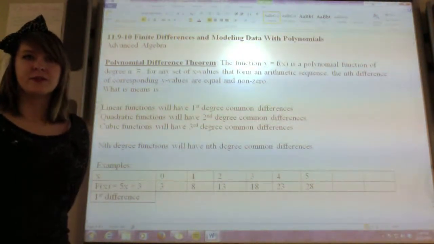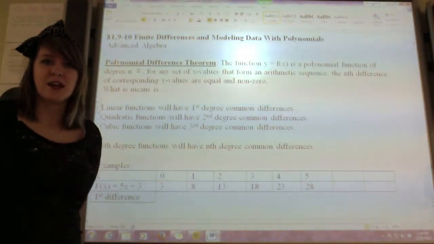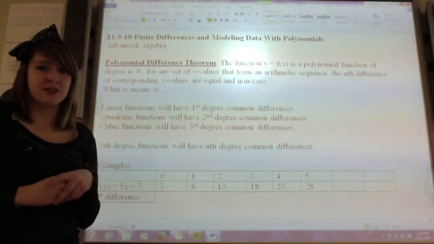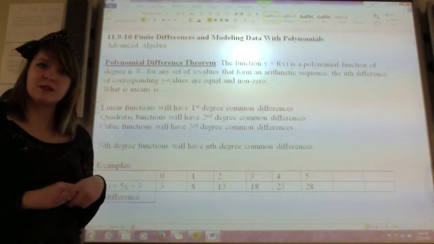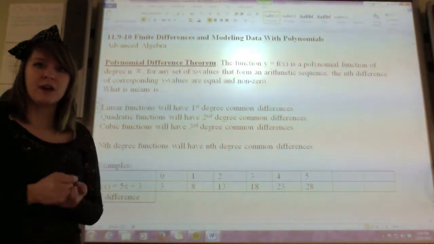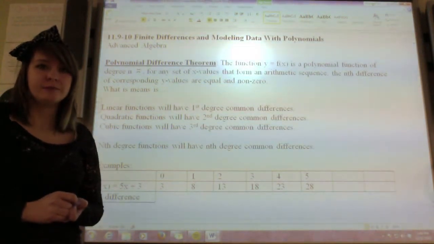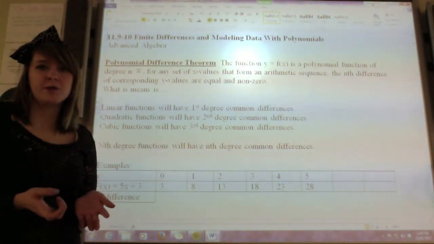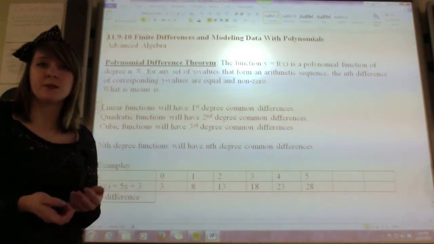Hey guys, today we're doing chapter 11, sections 9 and 10, and I've bundled sections 9 and 10 together because they're basically doing the same thing, and they're all talking about the polynomial difference theorem. So as long as you know how to use the polynomial difference theorem, you should be able to do both sections of homework.